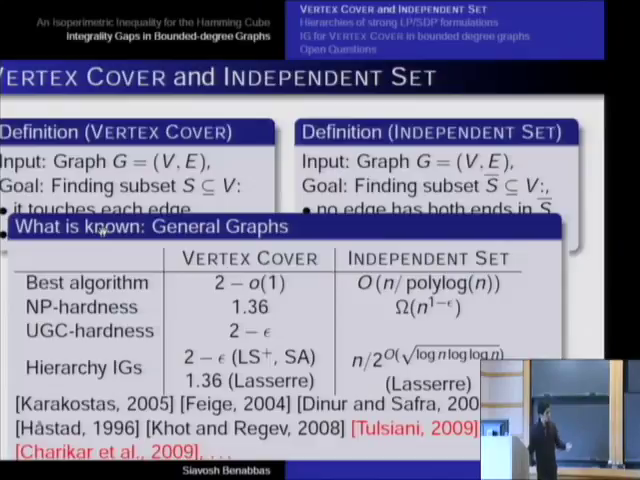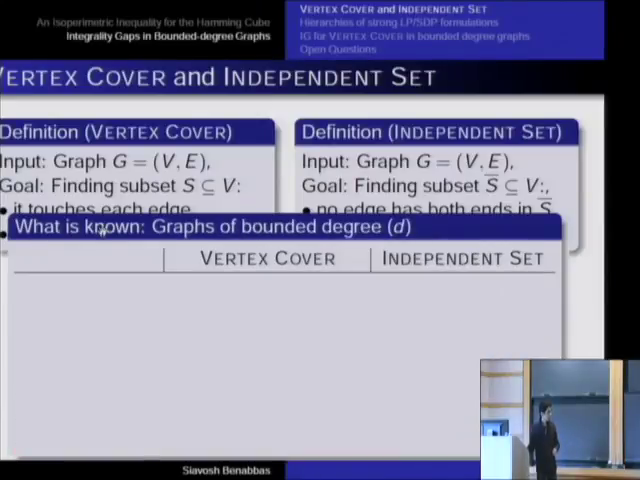So I won't go into the details. There are multiple incomparable results, but the answer is mostly no. You can't break it by much.